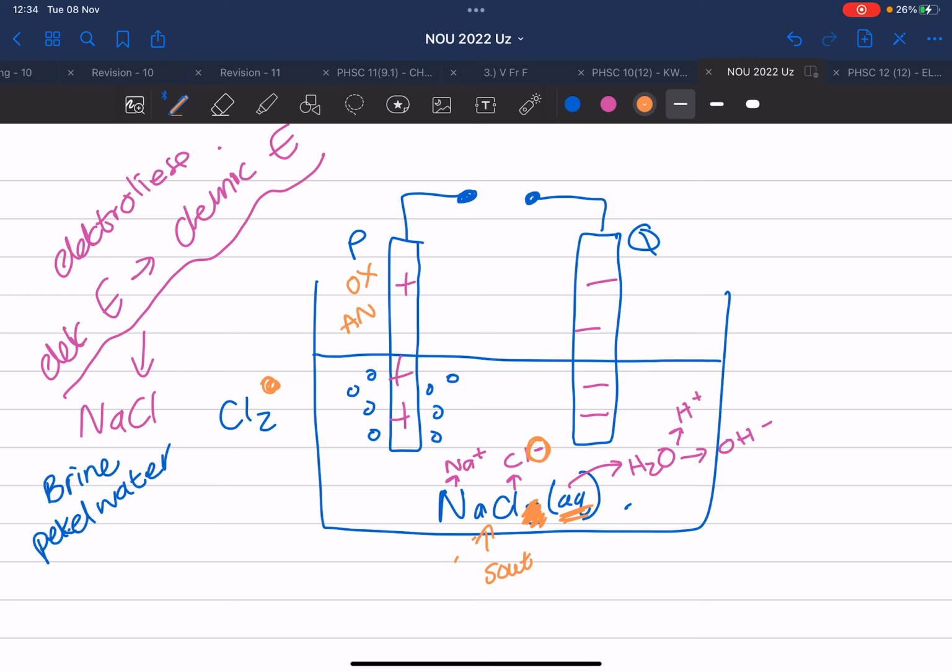What did I do here? I saw I go from chlorine minus to chlorine zero, meaning the electron was given away. It lost an electron. OIL: oxidation is loss. So you should have known the oxidation reaction was at the anode. If this one is negative, then the other must be positive. It means this must be the negative electrode, and we must have reduction here, and this must be the cathode.